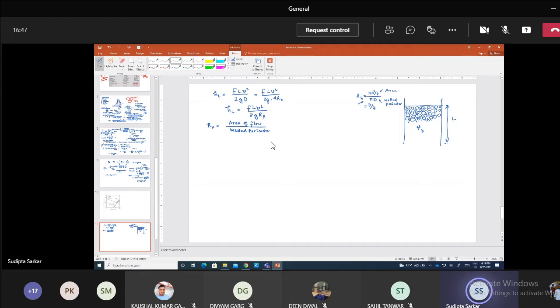Okay, and so this is nothing but equals to, let me multiply with length in the denominator and in the numerator. So we have wetted perimeter times length.